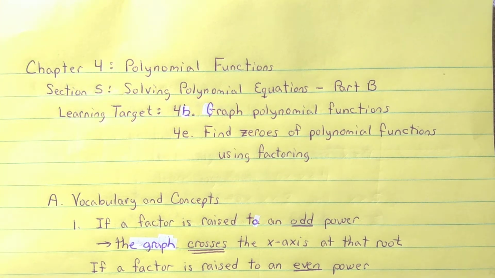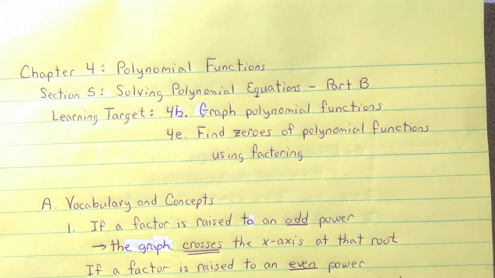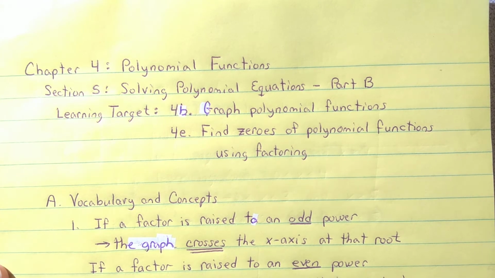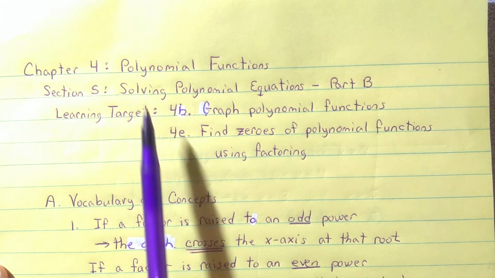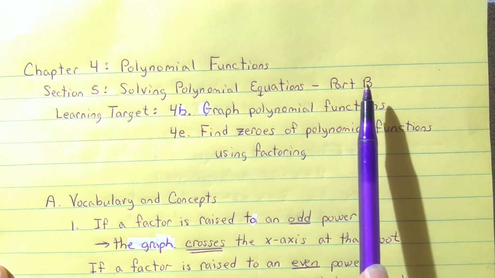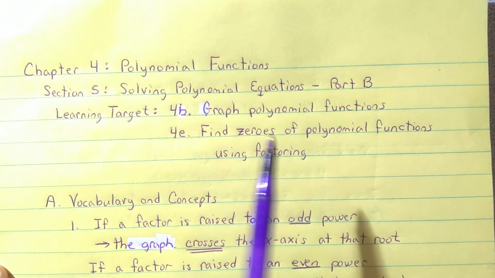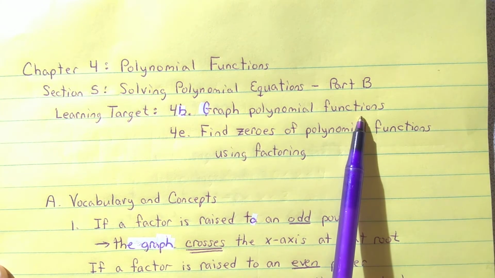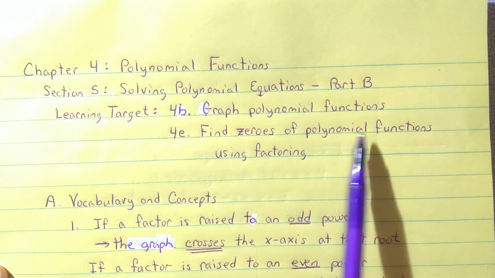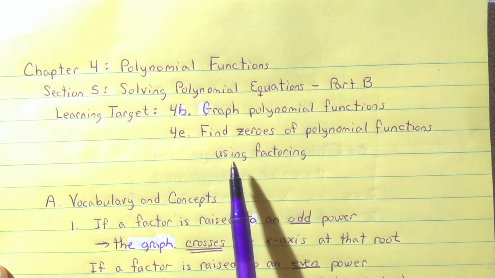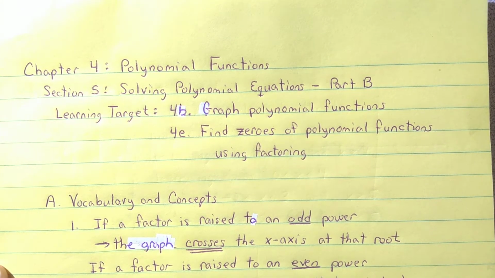Okay, here we go. Today we will be tackling Chapter 4, Polynomial Functions, Section 5, Solving Polynomial Equations. This is Part B. Learning targets are to graph polynomial functions and to find the zeros of polynomial functions using factoring. There are other ways to find the zeros. Today we are focusing just on the factoring portion.